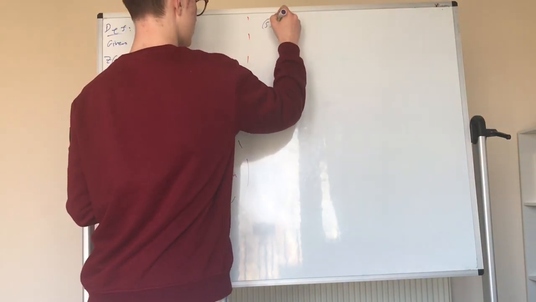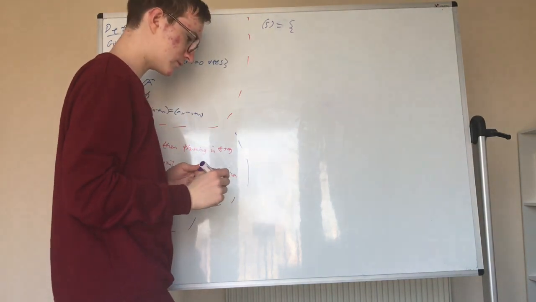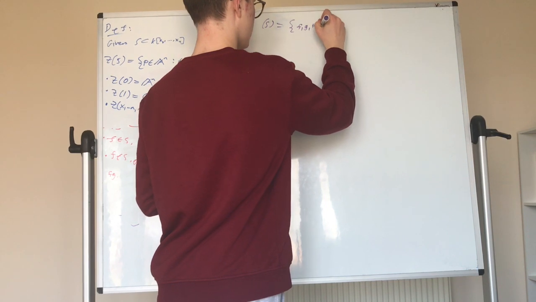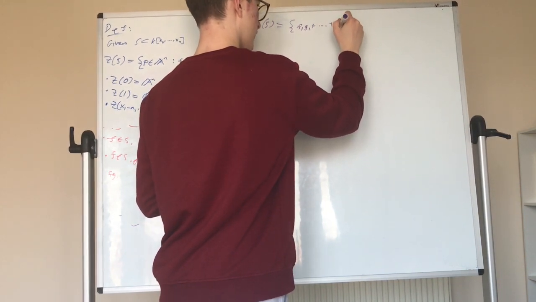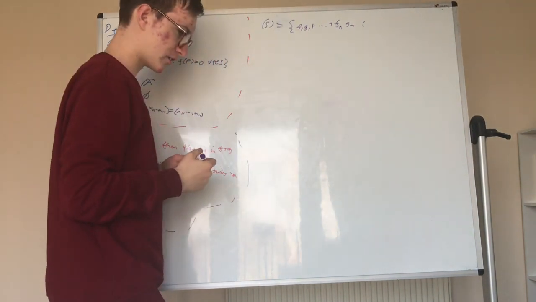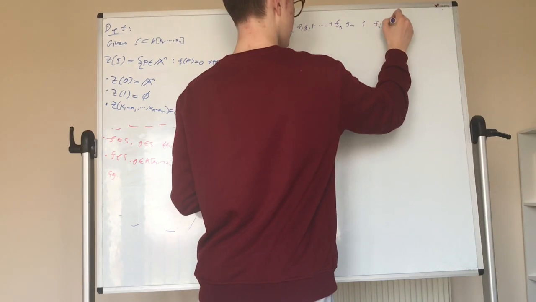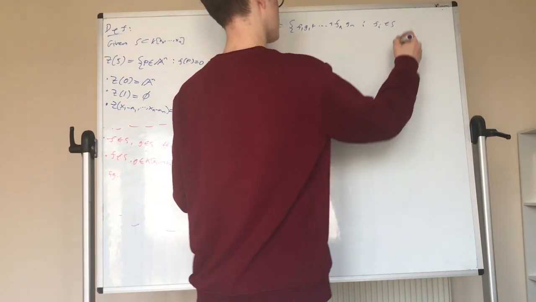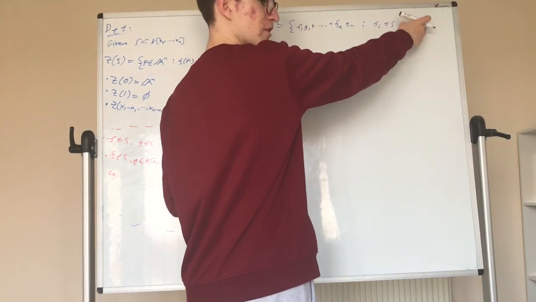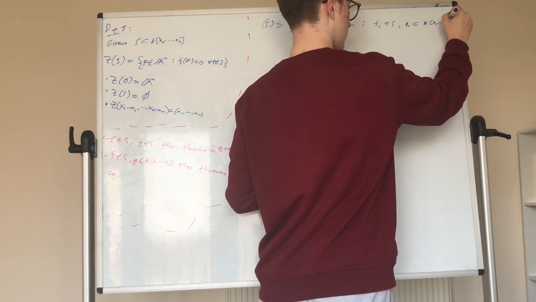So let's define this ideal. The ideal generated by S, which we denote like this, is the set of all f1 g1 plus up until fn gn, such that all of the f's are in S and all of the g's are in R, but in this case it's just k[x1, ..., xn].